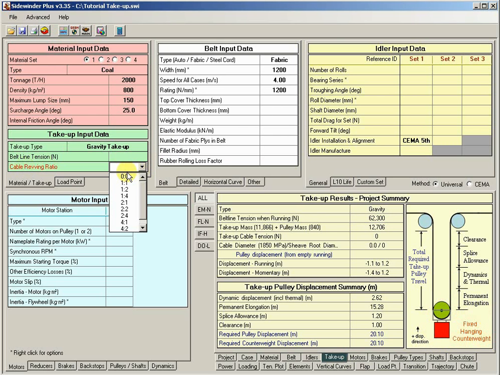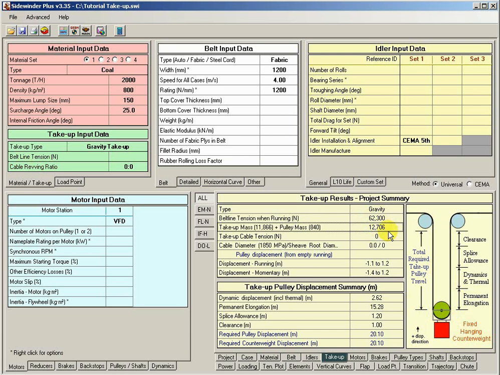If I click on the cable reeving ratio here, 0 to 1, 0 to 0, or if I leave it blank, it assumes a fixed hanging counterweight. In other words, in this case, the pulley displacement and the counterweight displacement are equivalent. In this case, if we take our belt line tension, multiply that by 2, that's got to equal our gravity counterweight mass, or our counterweight mass times gravity, which turns out to be 12.7 or 12,700 kilograms. Okay, so those two numbers match.